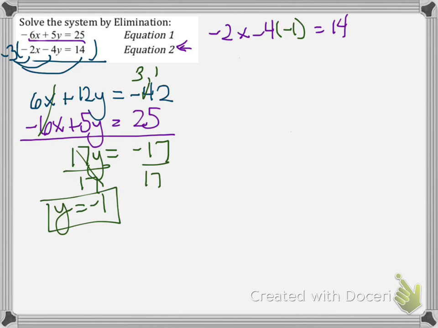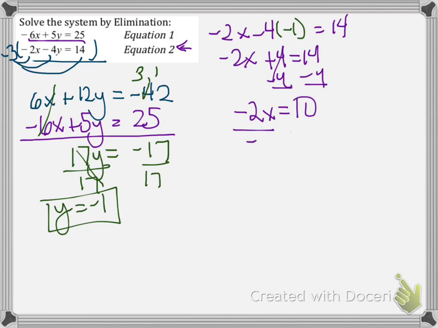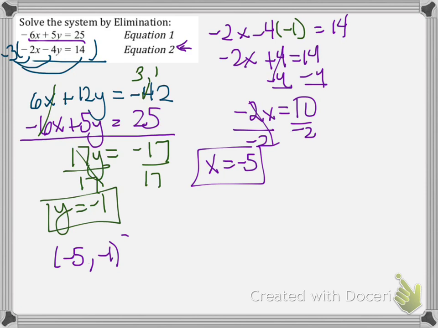We want to solve for x. So negative 2x plus 4 equals 14. Subtract 4 from both sides. So I have negative 2x equals 10. Then divide by negative 2, and so x equals negative 5. So the solution to this system, where they intersect, is negative 5 comma negative 1. That's the ordered pair.